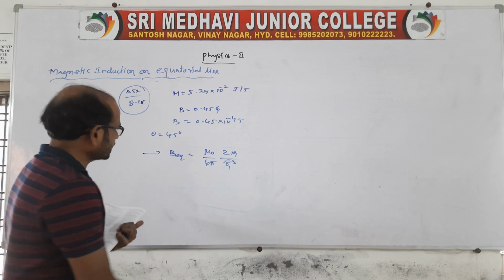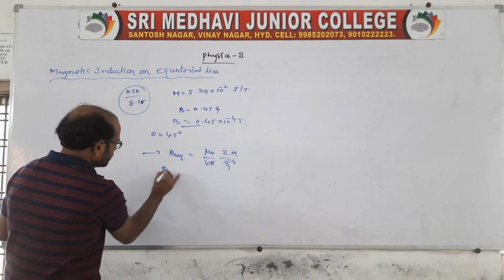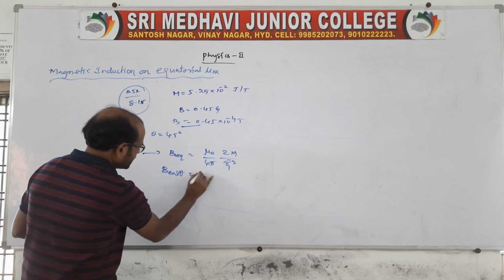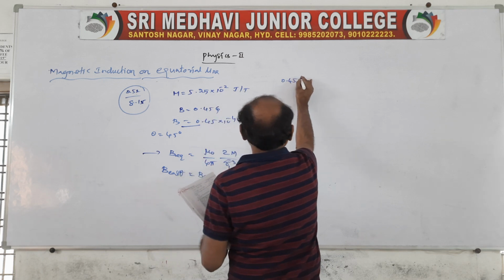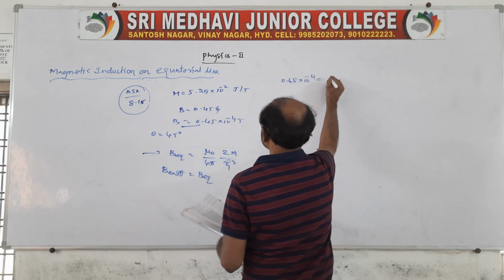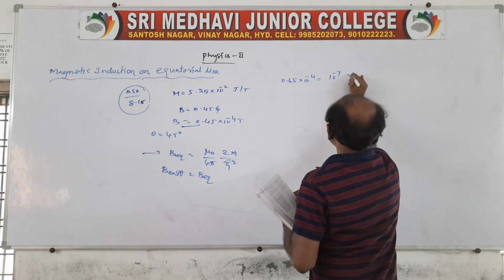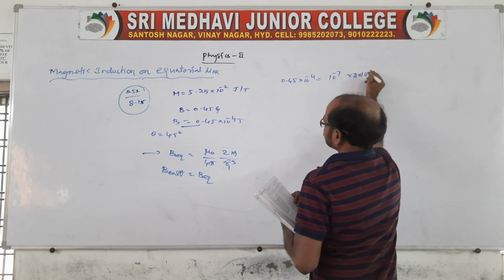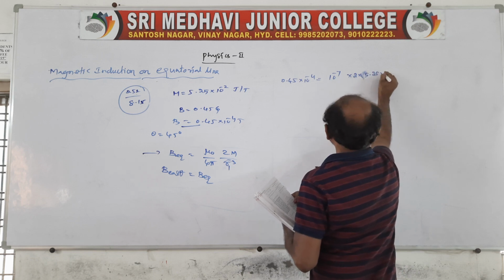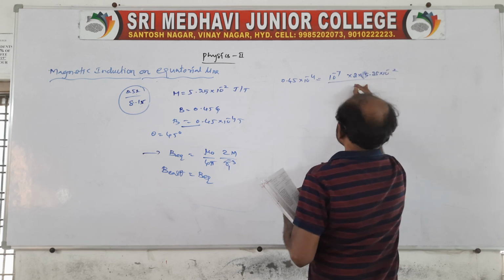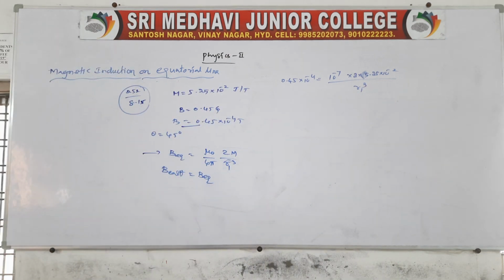Capital M is there. B equatorial is nothing but we can say B earth. B earth is equal to B equatorial. Now this value, 0.4 into 10 power minus 4, is equal to 10 power minus 7, because 4 pi is cancelled, into 2 into capital M, 5.25 into 10 power minus 2, by R1 cube. If you simplify, you get R1. Then I will tell you the next continuation.